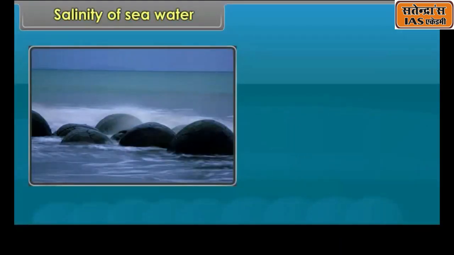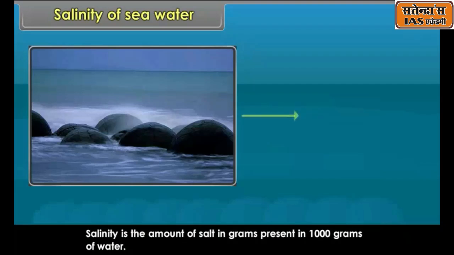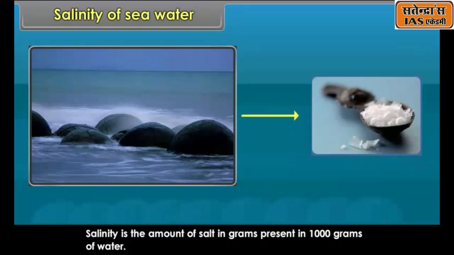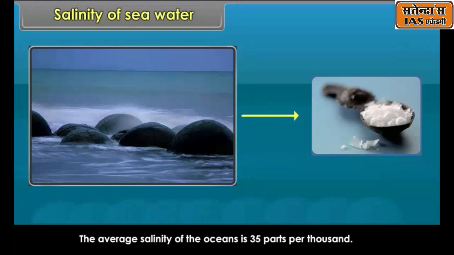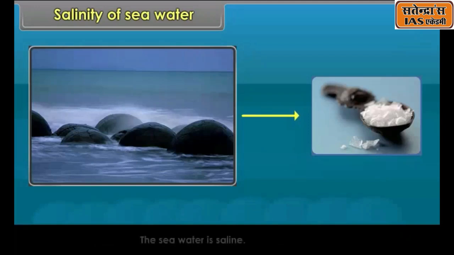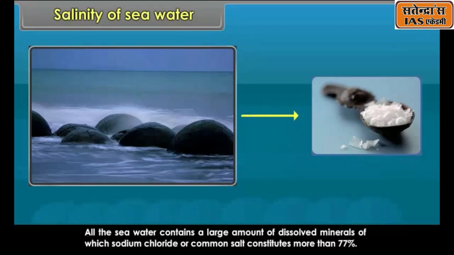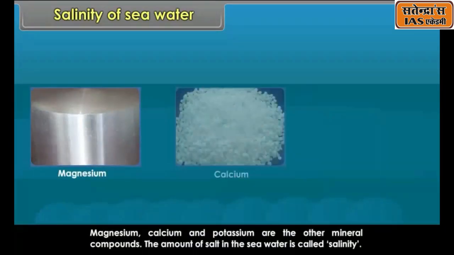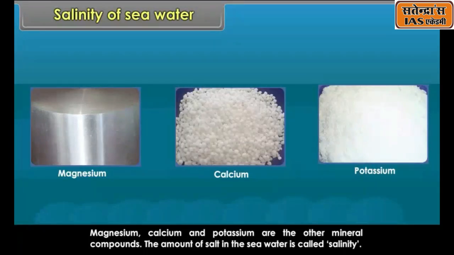Salinity of sea water. Salinity is the amount of salt in grams present in 1000 grams of water. The average salinity of the oceans is 35 parts per thousand. The sea water is saline. All the sea water contains a large amount of dissolved minerals, of which sodium chloride or common salt constitutes more than 77%. Magnesium, calcium and potassium are the other mineral compounds.